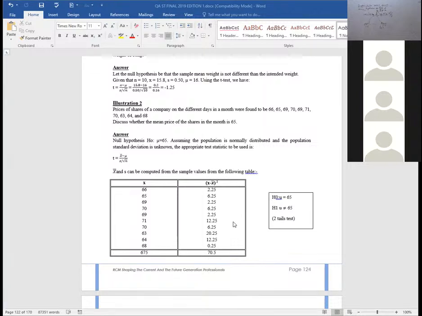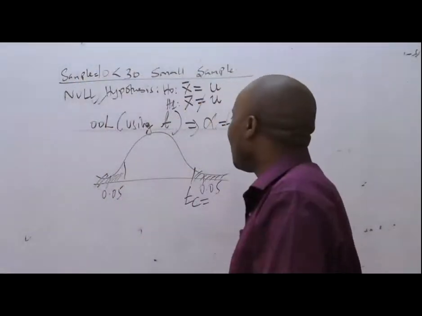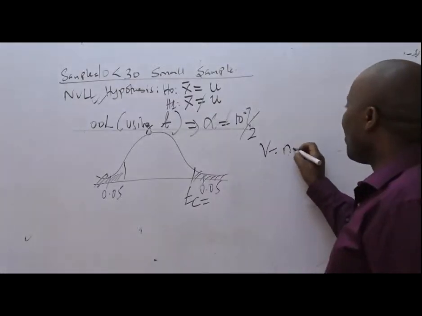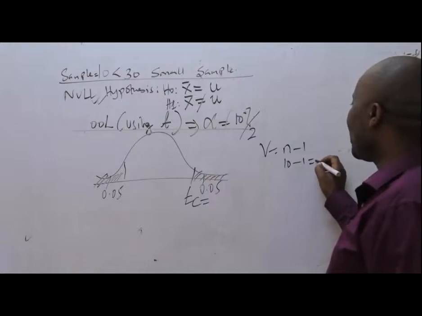So remember, you need two things for you to read the T table. Number one, you need the degrees of freedom. You need the V. V is what is called degrees of freedom. And for us to get to V, we normally have n minus 1. So the n here is 10, 10 minus 1, that gives me 9.